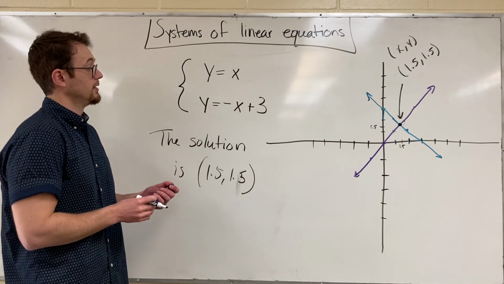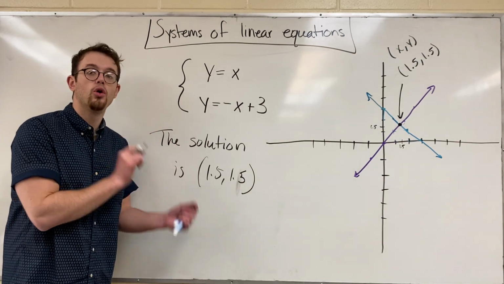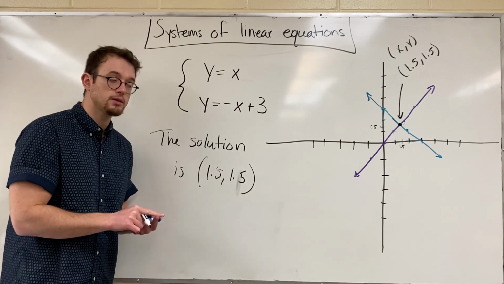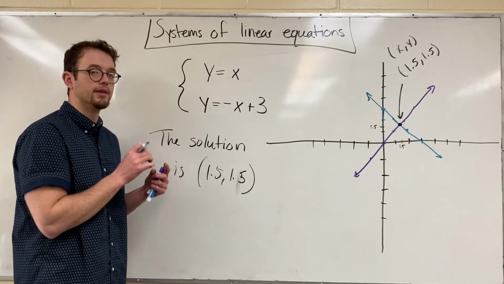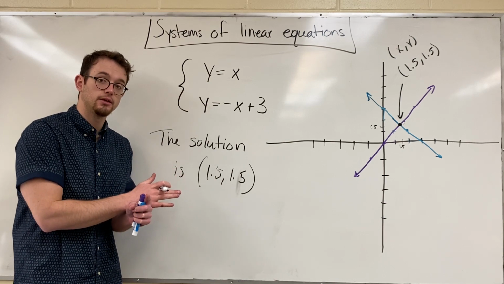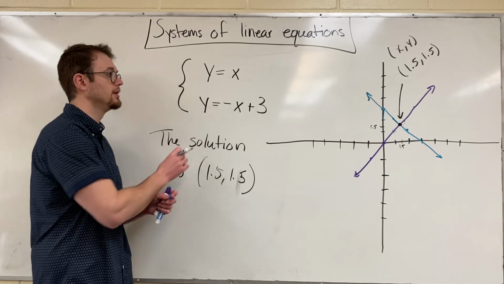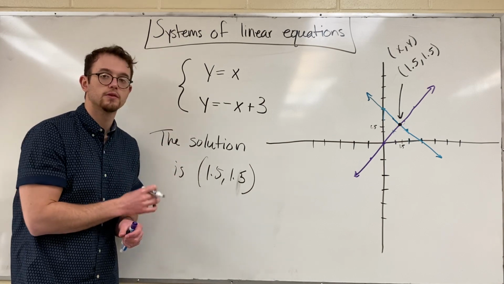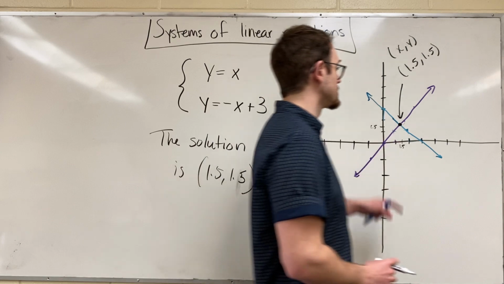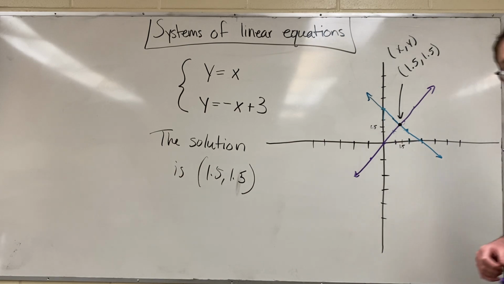All right. The solution is the coordinate point, the x, y point, where the two lines intersect. That is the solution point. That's how you graphically find the solution of a system of equations: you look for the point of intersection where all of them meet. All right, so let's do another example.